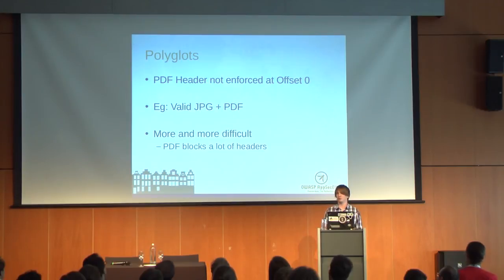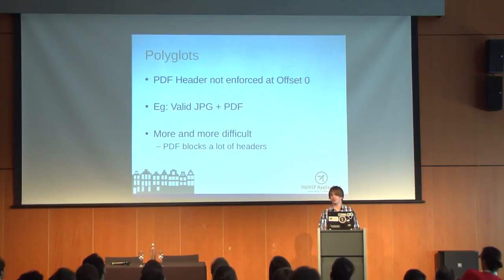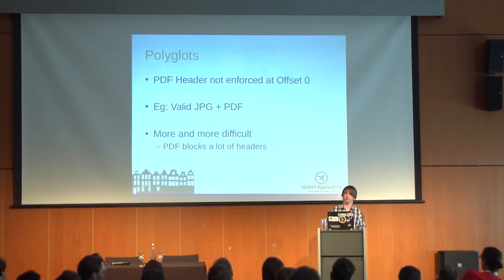The first one is getting more and more difficult, because PDF doesn't enforce the header at offset zero, but they have started again doing blacklisting of certain headers, like all Flash headers, because they forgot one, but then they fixed it. Then all the JPEG headers, where they also had forgotten one way and Ange found it, and then PNG, TIFF, I don't know, it's like a really big list. So if one of these headers is before the PDF header, it will just say it's an invalid PDF or whatever, and stops rendering.